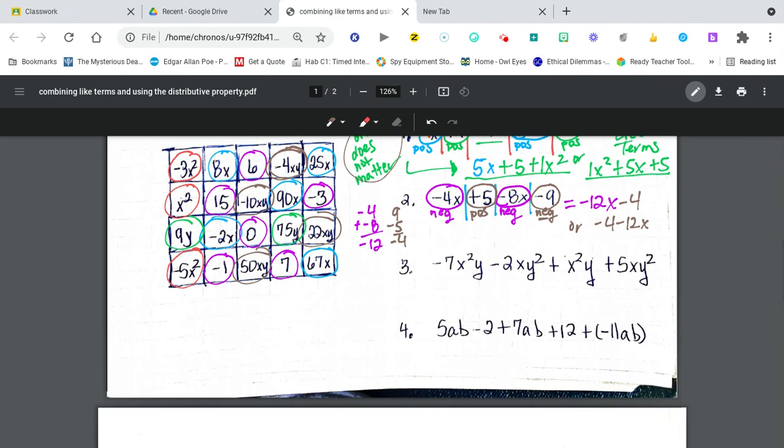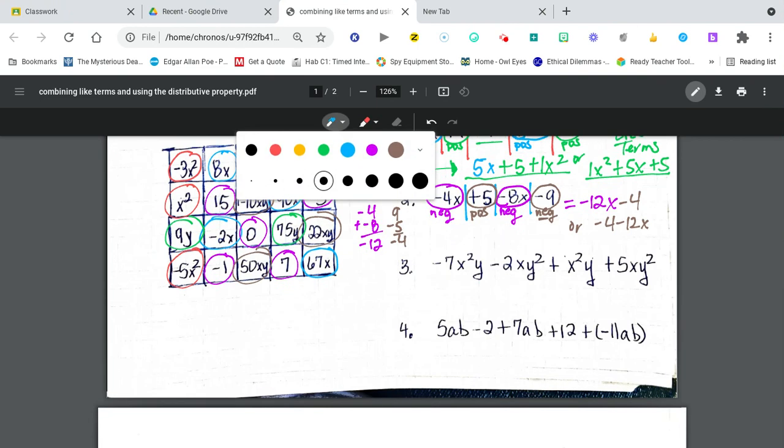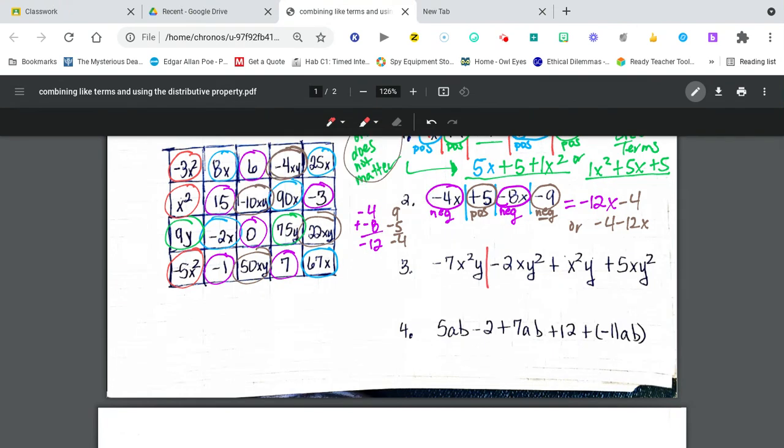All right, let's take a look at the next problem. Draw a line after each term. And if you're concerned about what the terms are, right before you get to a plus or a minus sign, draw a bar.